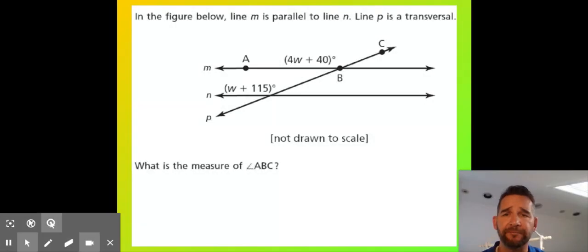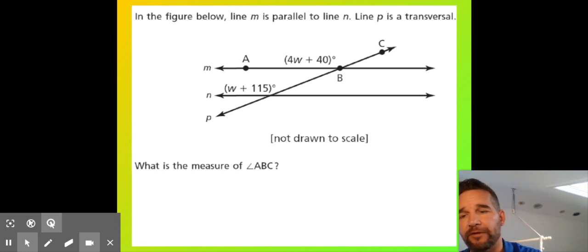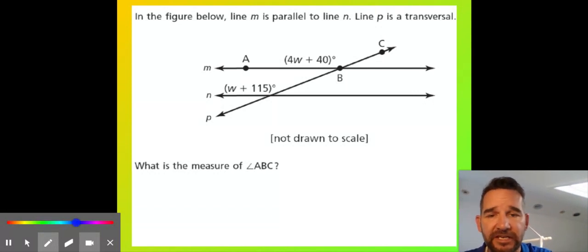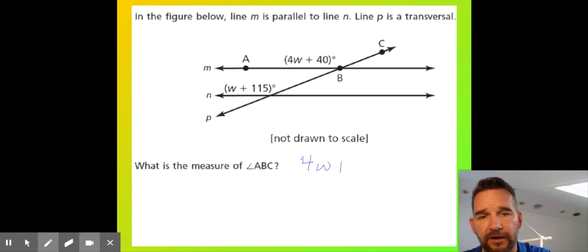Okay, last one. Take a look at this picture. Again, we see a picture that looks pretty similar to ones we've seen before. There's some parallel lines. There's a transversal line that intersects them. And I'm given information about angle ABC, which is 4x plus 40, and that angle on the bottom, which is w plus 115. What I would need to recognize is the relationship between them. And hopefully you can see that those two angles are congruent because they are corresponding.